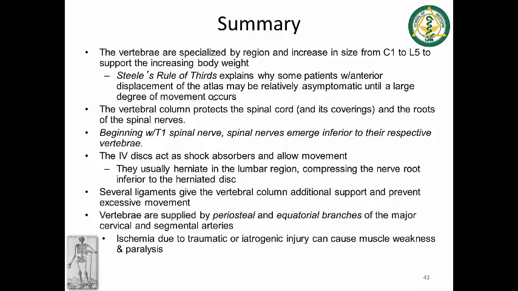There are several ligaments that give the vertebral column additional support and prevent excessive or damaging movement. Our vertebrae are supplied by periosteal and equatorial branches of the major cervical and segmental arteries. Ischemia due to traumatic or iatrogenic injury can cause muscle weakness or paralysis, which may be permanent.